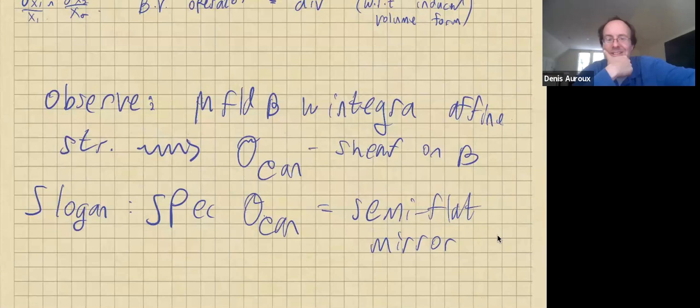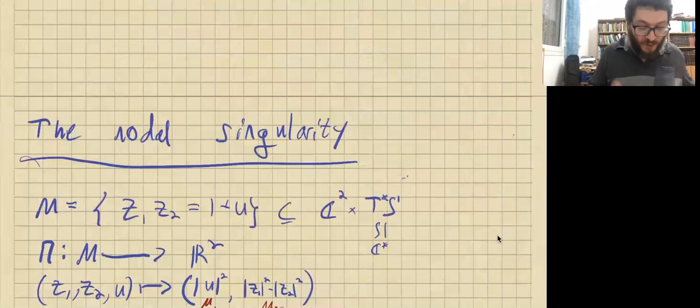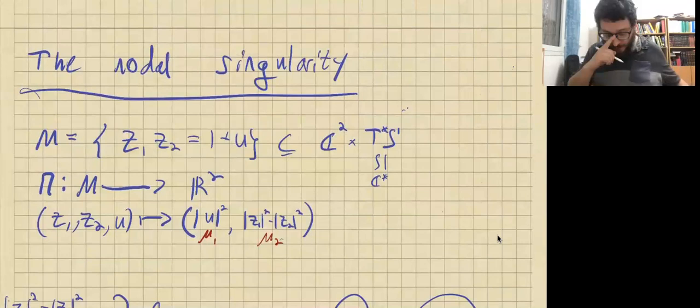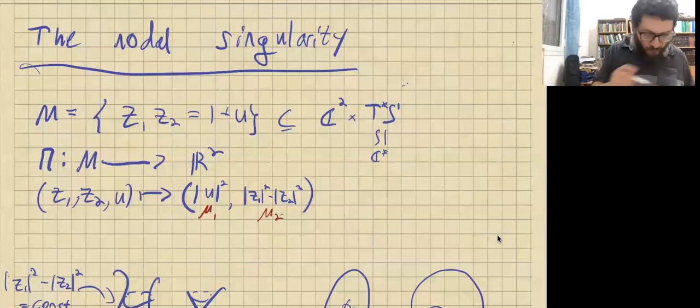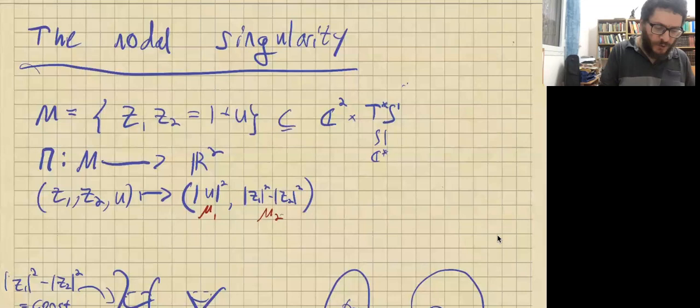So now there's the second most important example, which is the node singularity. Like everyone in this conference has to give a talk about the node singularity. Unfortunately, I will have to go over this rather quickly. Here goes. So the next example is where we consider a manifold M, which is a submanifold of C2 times a cylinder, and it's given by this equation.